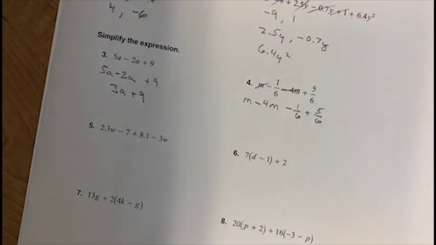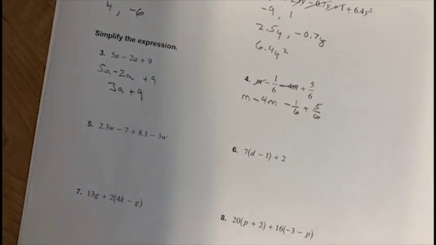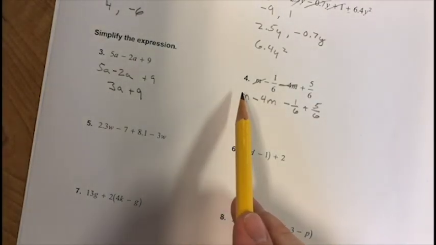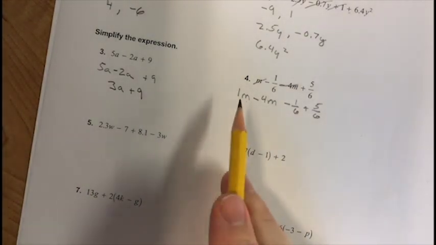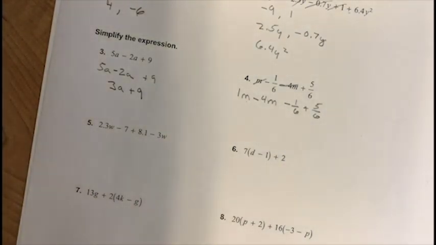Well, what's that? Hey, this is going back where this right here doesn't have a number in front of it, so it's that hidden 1. So technically there's a 1 there. So 1m minus 4m.